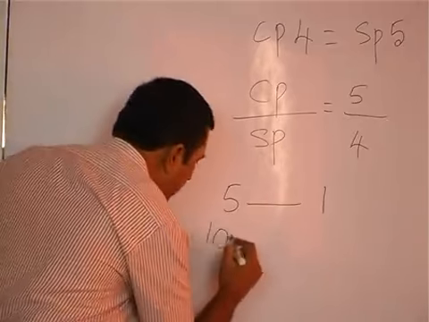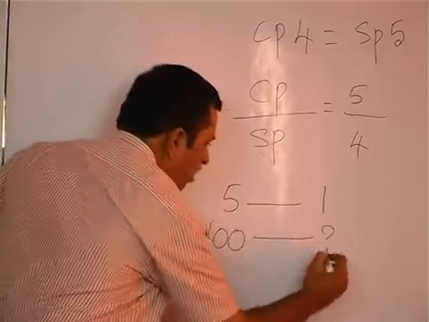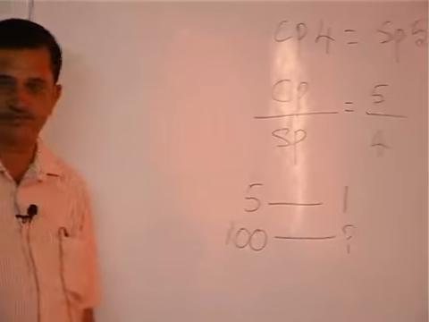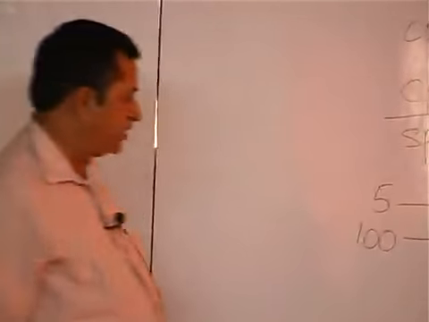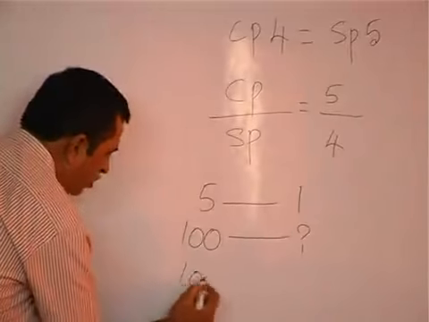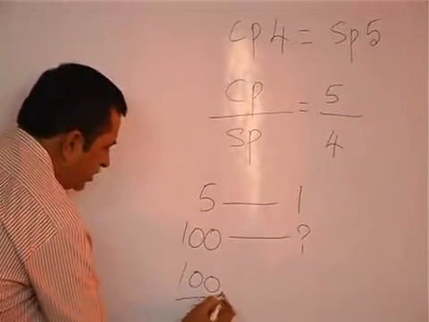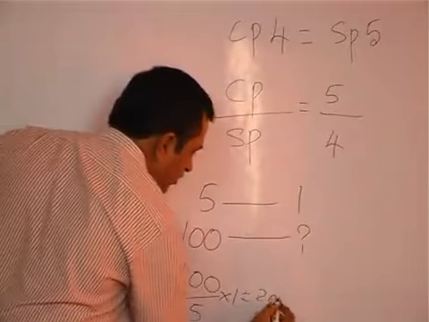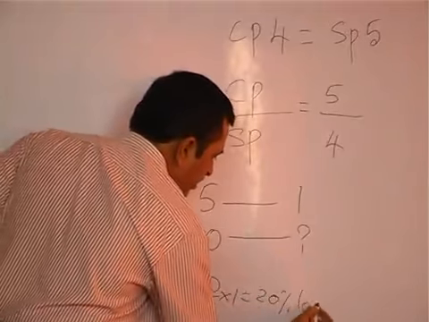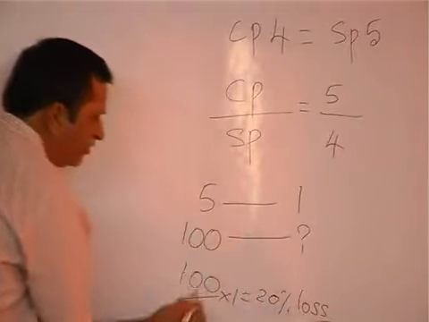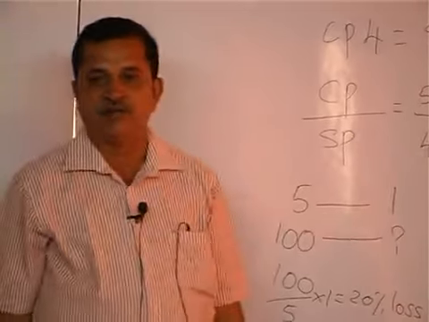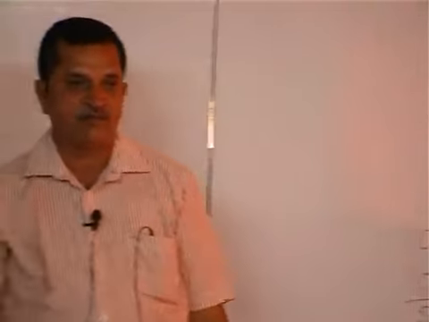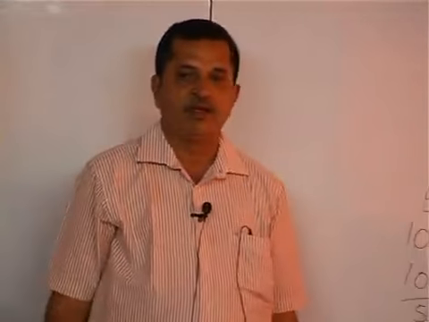For an investment of 100, what would be the loss? It will be more. More by less into 1. That is 20% loss. These type of problems you have to take like this. Okay. Next.